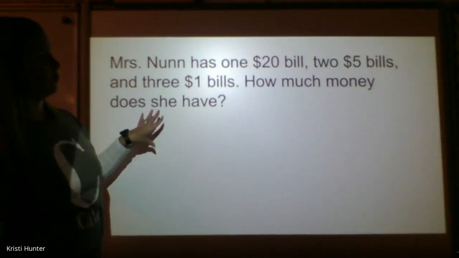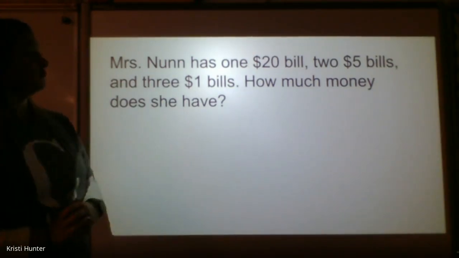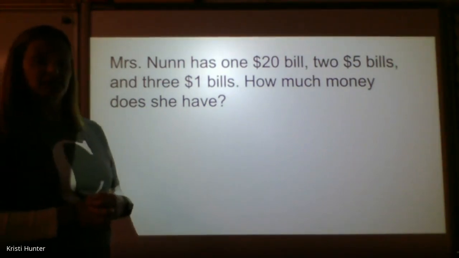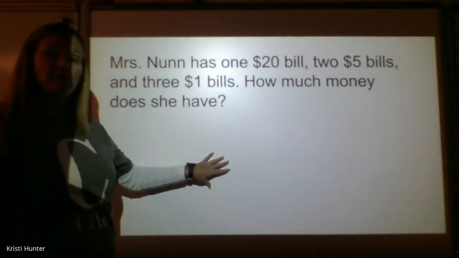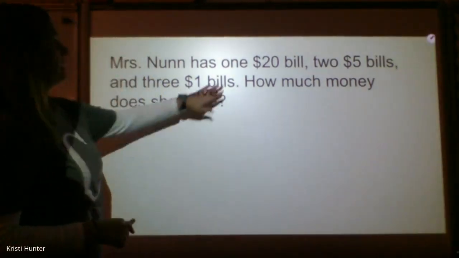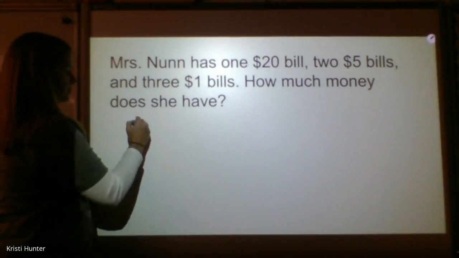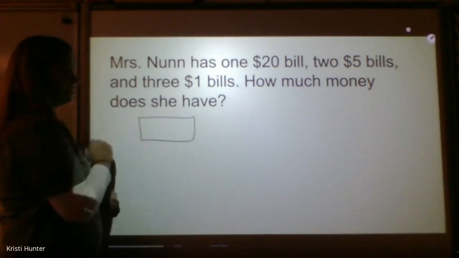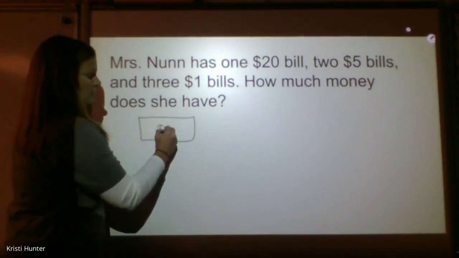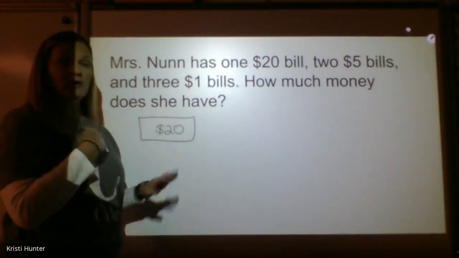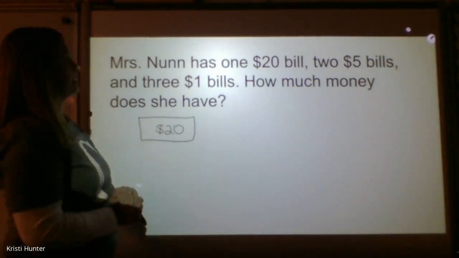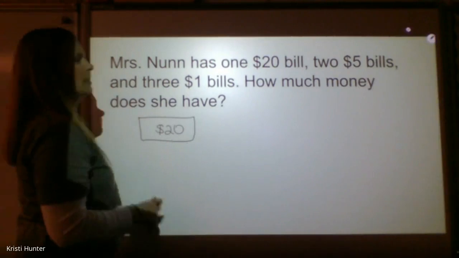Mrs. Nunn has one $20 bill, 2 $5 bills, and 3 $1 bills. How much money does she have? So I don't have the picture here, so I'm going to make my own. Okay? So one $20 bill. So just like when we draw the coins, I'm just going to put a rectangle for my bill, and I'm just going to put the number 20 in it. That lets me know that this is worth $20. I'm not going to try to draw the faces. I'm just going to have my bill here.